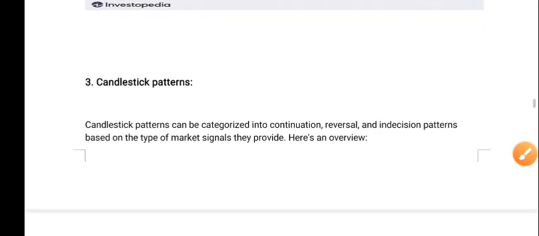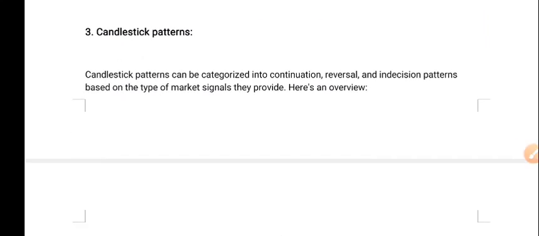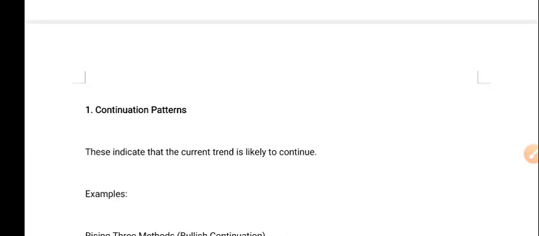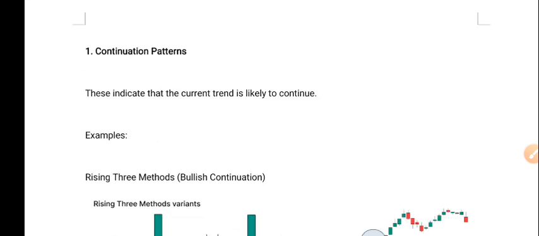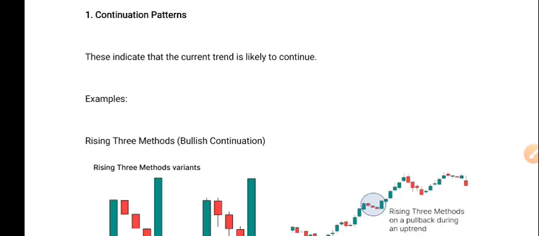So that's support and resistance. Now the candlestick patterns. This is the third market technical analysis strategy we will be talking about. Candlestick patterns can be categorized into continuation, reversal, and indecision patterns based on the type of market signal they provide. Here's an overview. First of all, we have the continuation patterns, the reversal patterns, and the indecision patterns.